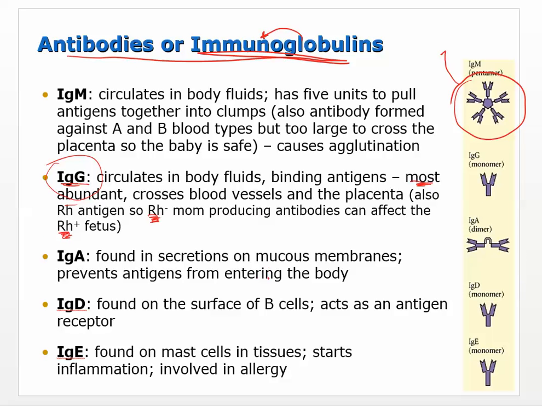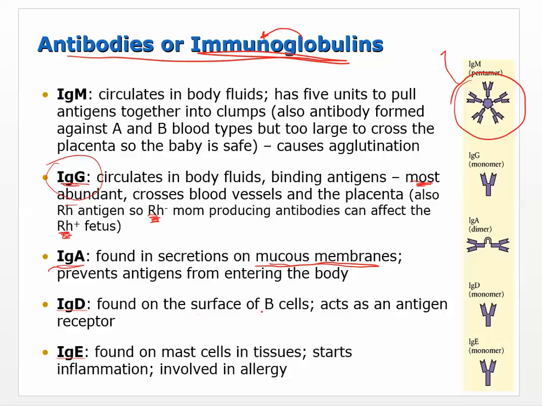Okay. All right. So I think we've talked about that probably before. I know we talked about that in physiology, so you should have covered it there too, but you can review it if you want to. IgA is found in secretions on mucous membranes, so that's localized there. And as we discussed in class, these are also in breast milk. That's the main antibody in breast milk. It prevents antigens from entering the body.